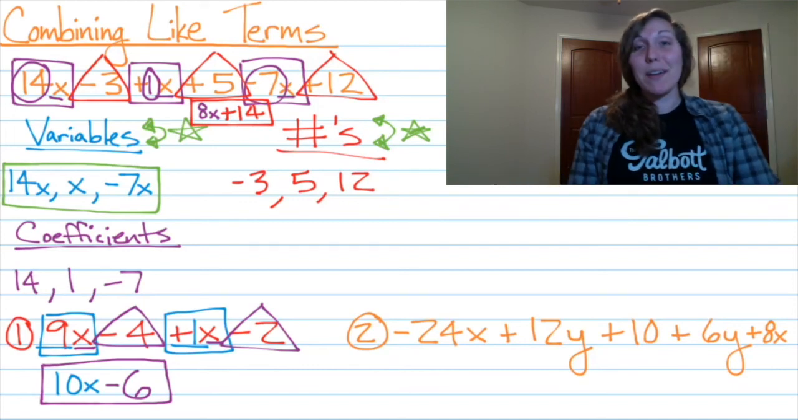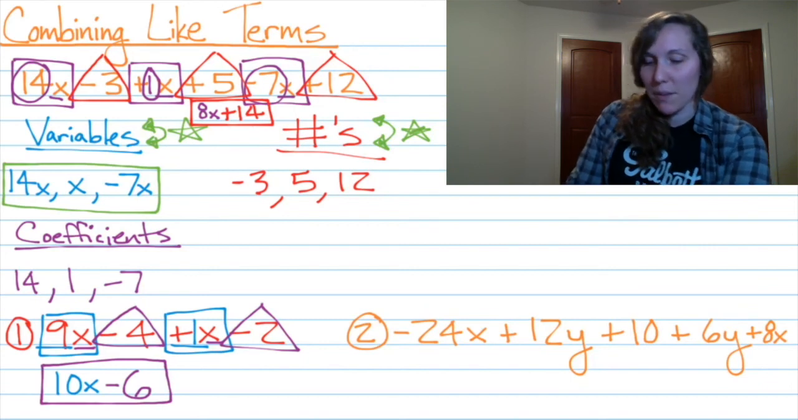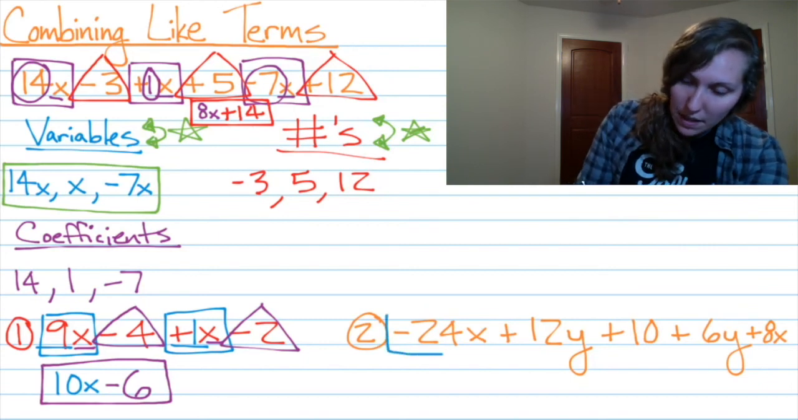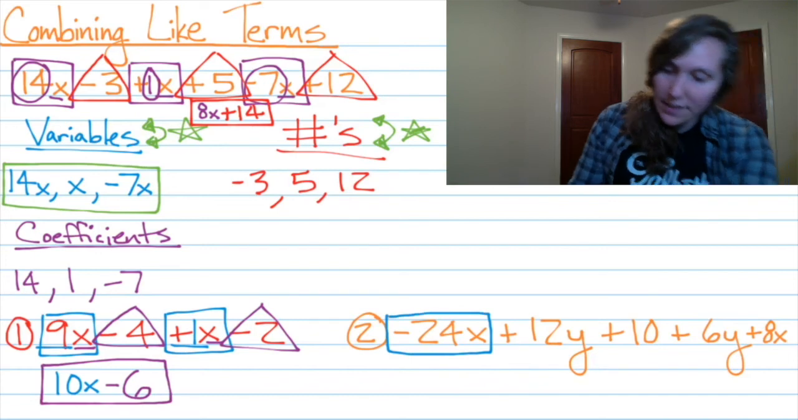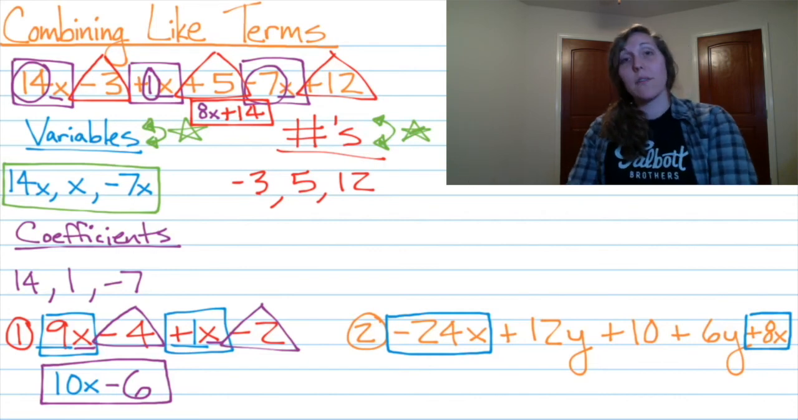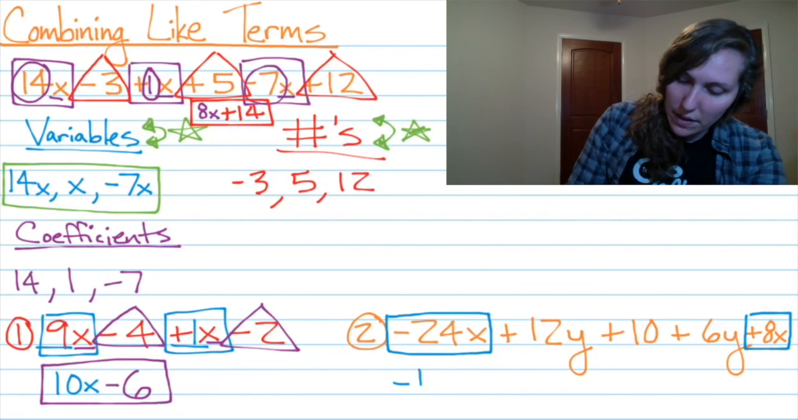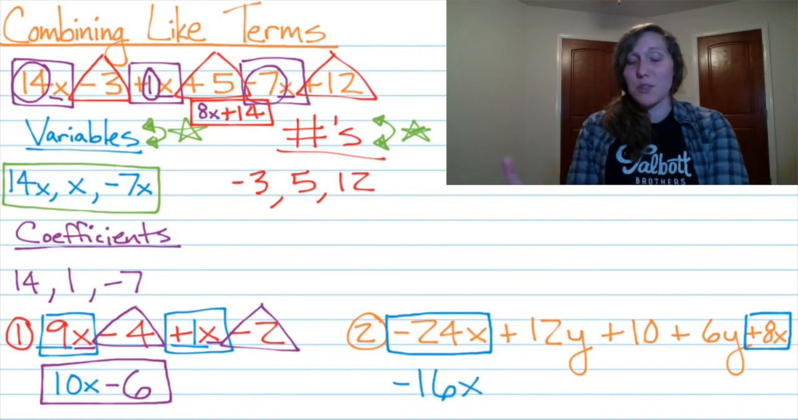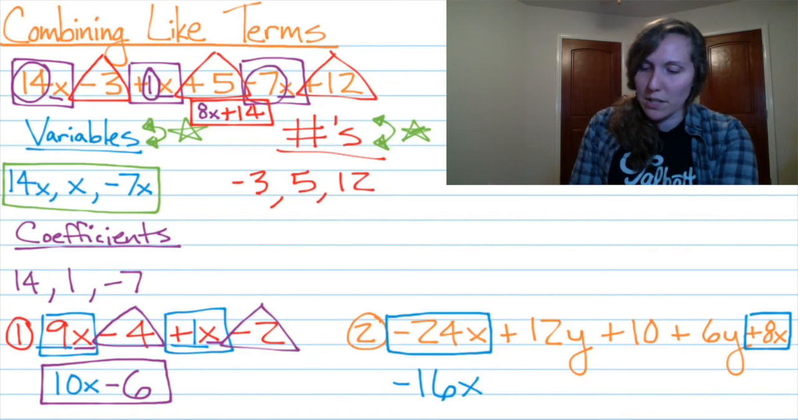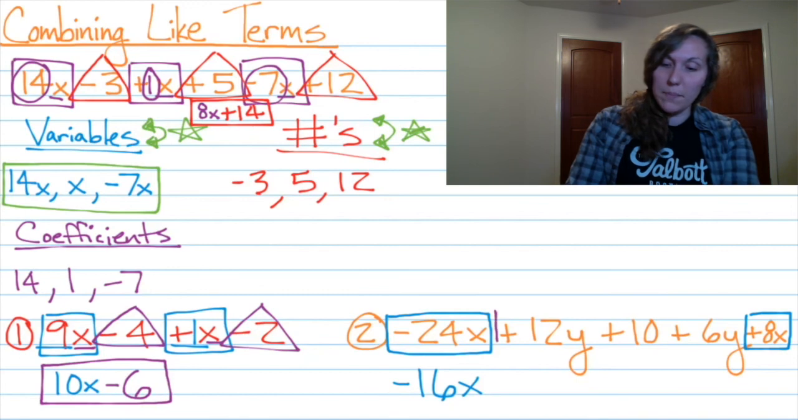Again, same thing. We're looking for any variable terms that have the same variable ending first. Here I have negative 24x. Do I have any other x terms? I do right here at the end. I have a positive 8x. So negative 24 plus 8 gives me negative 16x. Again, if you're not great with integers, just punch it in your calculator to make sure you get the right answer. And next I have another variable term.